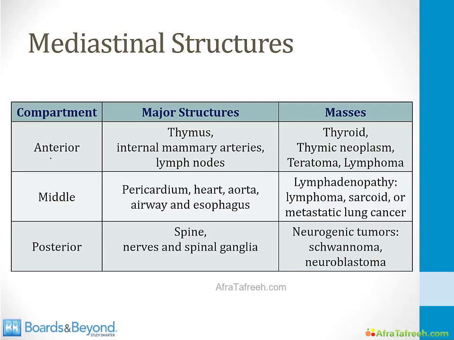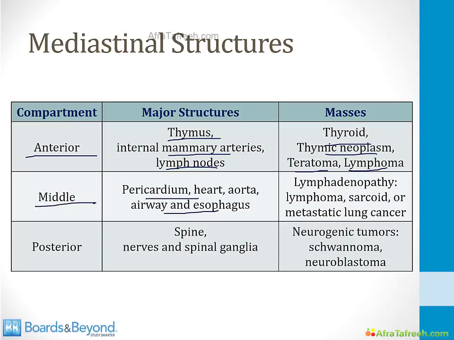On this slide, I've listed the three mediastinal compartments and the major structures that are found there and the masses that arise in those compartments. So let's go through the anterior one first. In the anterior mediastinum, that's where you find the thymus and the internal mammary arteries and lots of lymph nodes. Masses that arise here go by the mnemonic the terrible T's, and we'll talk more about this in a minute. The reason they're called the terrible T's is because the masses tend to be thyroid, thymic neoplasms, teratomas, or terrible lymphomas.